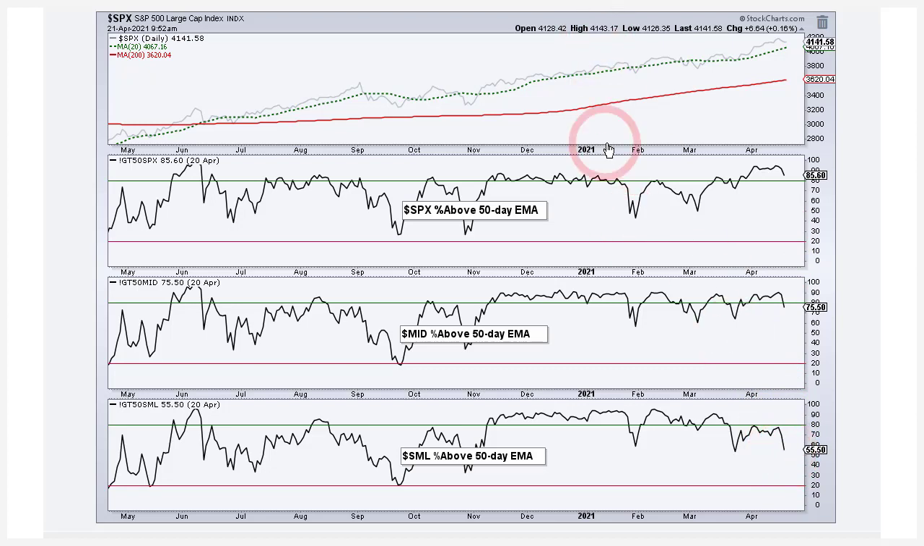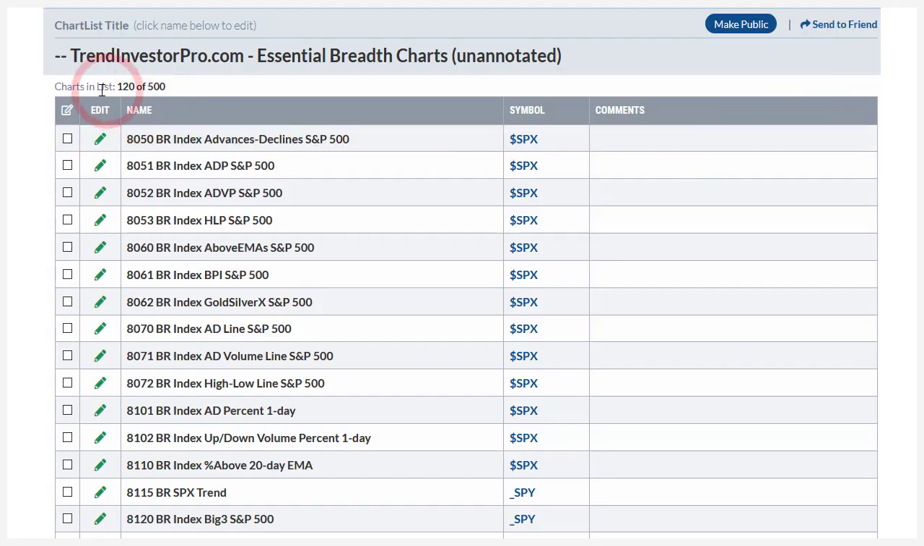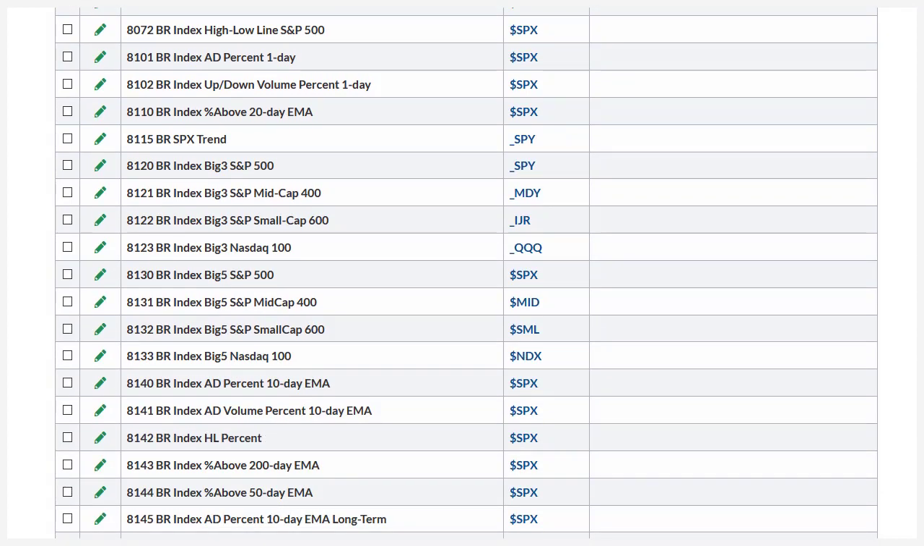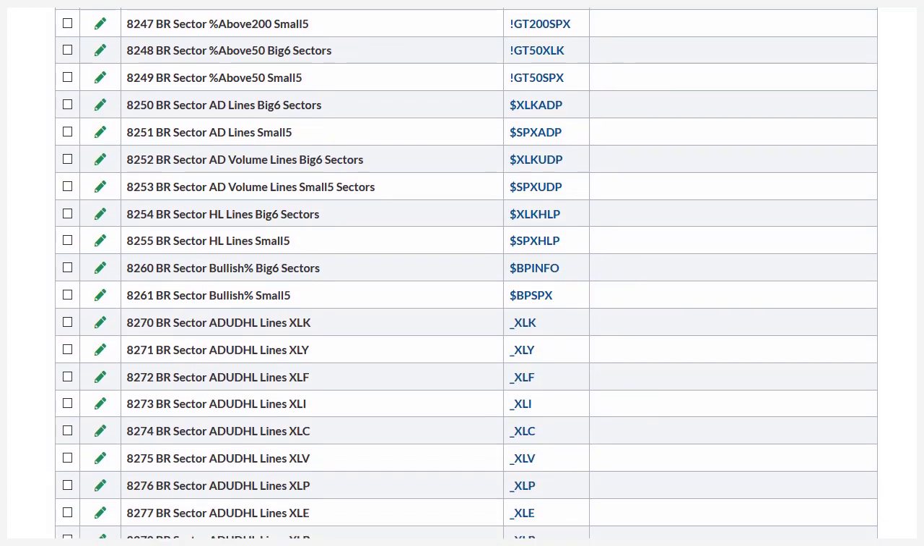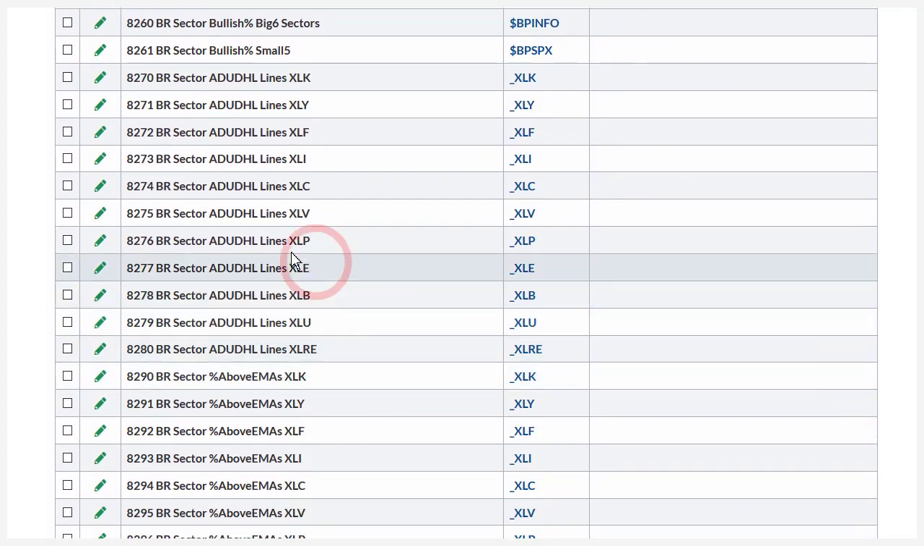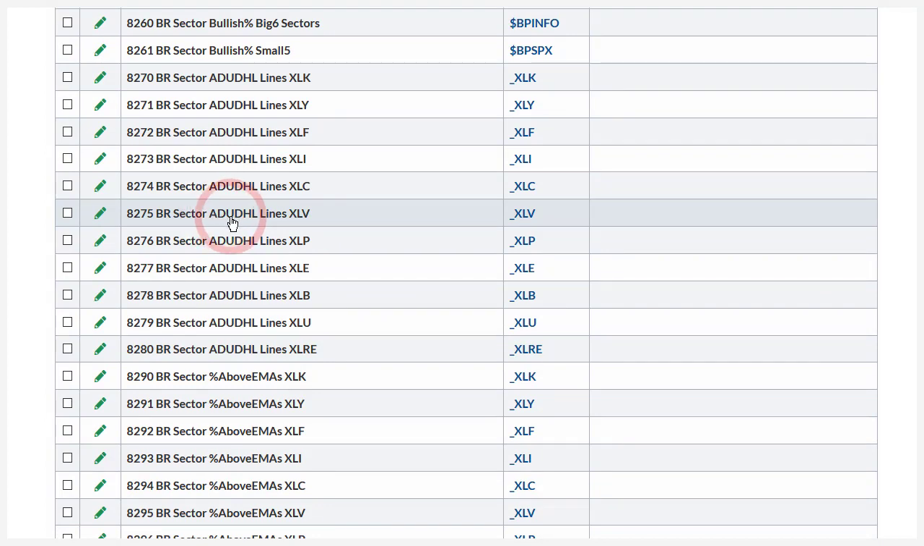Now, this chart you see here is part of a chart list that I put together, the trendinvestorpro.com essential breadth chart list. And it's got 100 breadth charts organized in a logical manner. The first charts explain what's going on here. And then we go down, we have the major index breadth charts, and then we have sector breadth charts. And there is just a lot here to do, and they're already set up for you here.